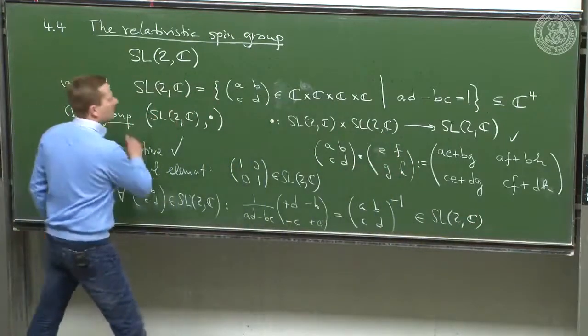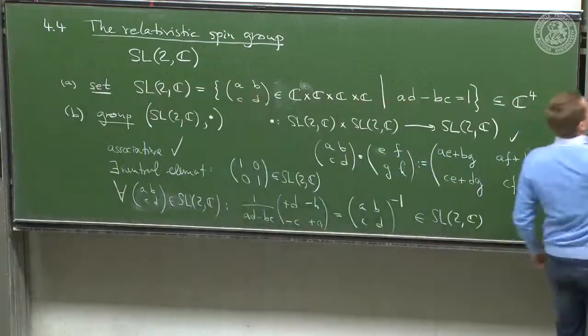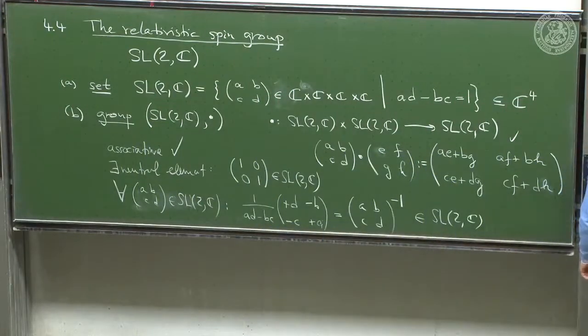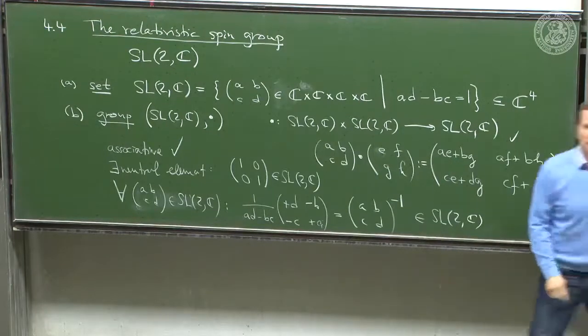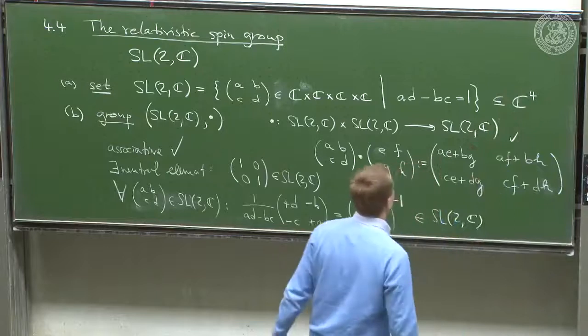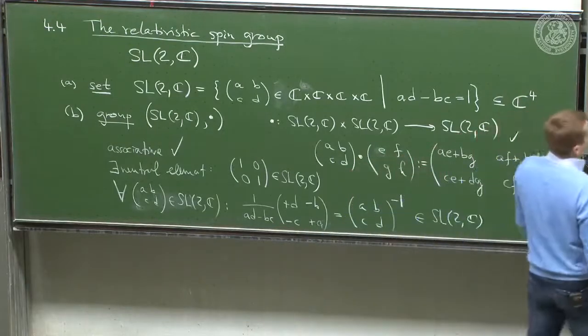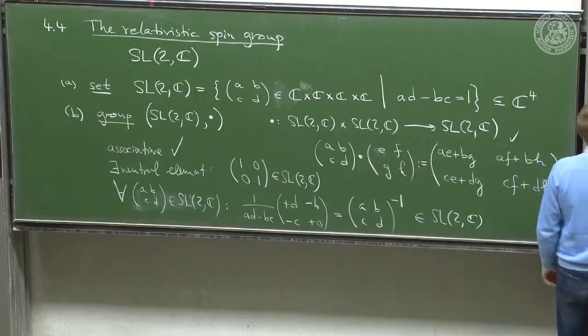So at this point, we learned, indeed, SL2C, this set, together with this operation, is a non-commutative, a non-abelian, but nevertheless, it's a group. Okay, fair enough. But now we come to the next step.